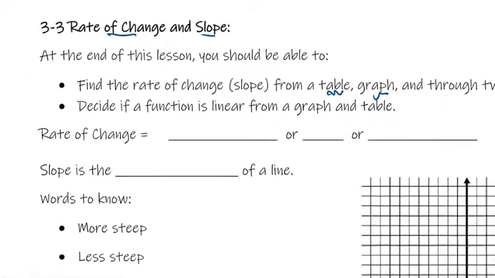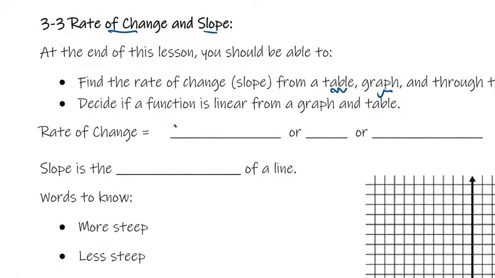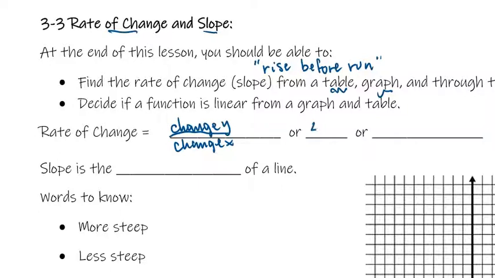The rate of change is always going to be the change in y over the change in x. Okay, and I want you to think that you rise before you run. If you get up in the morning, you have to rise first before you get up. So it's always rise before you run. So rise is always on the top, run is always on the bottom. So you might have heard of this as rise over run.